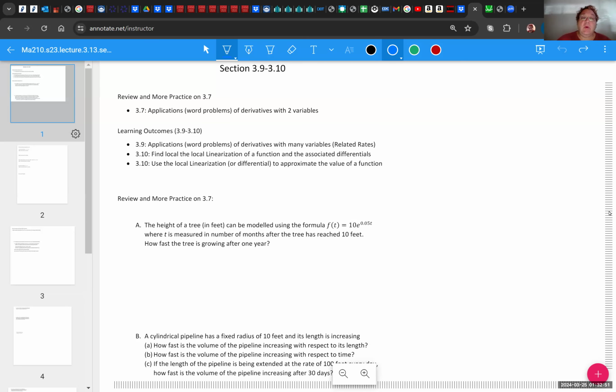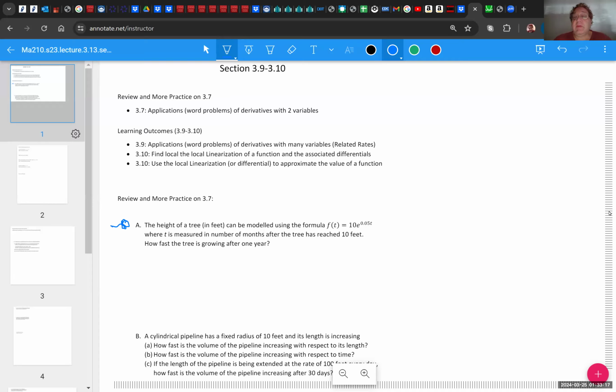Okay, so we're going to start off with example A, which says the height of a tree in feet can be modeled using this formula: f of t equals 10 times e to the 0.5t. You may recognize that as an instantaneous exponential growth model, or a continuous growth model. t in this case is measured in months after the tree has reached 10 feet. And we're looking for how fast the tree is growing after 1 year.